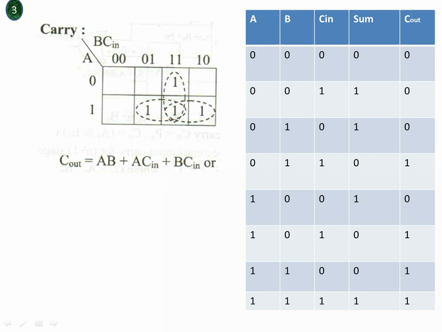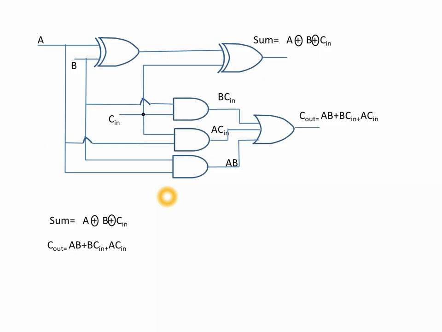Here we wrote the logical expression for the sum and carry. Now we got minimized Boolean expression for the sum and carry out. After getting the minimized Boolean expressions, we can draw the logic diagram based on them. For sum, we got A exclusive or B exclusive or C in. And for carry out, AB plus B C in plus A C in.